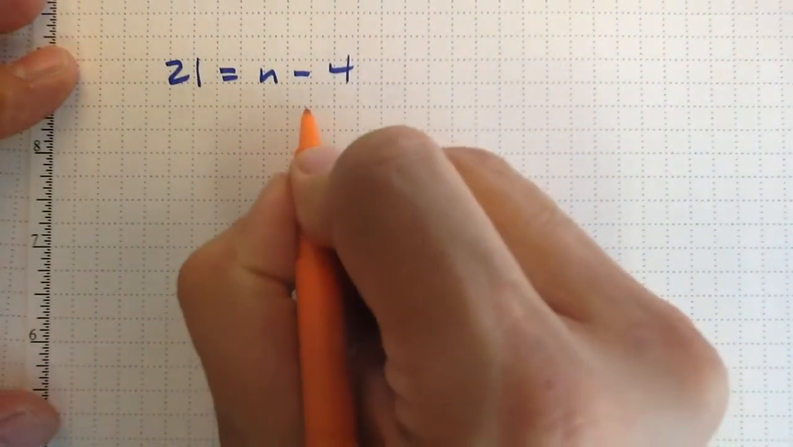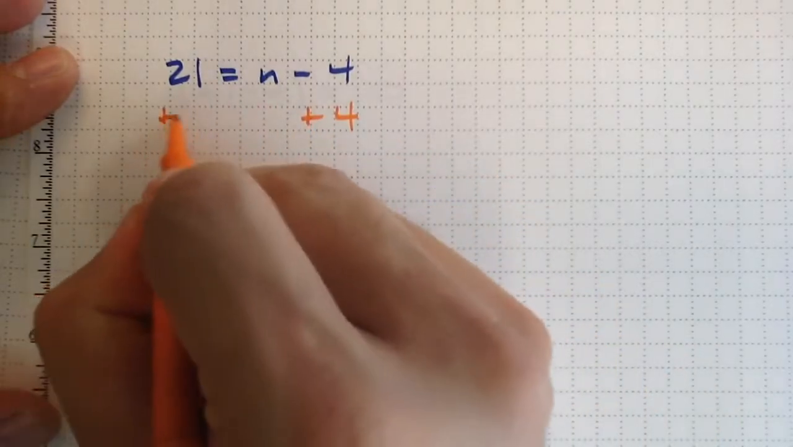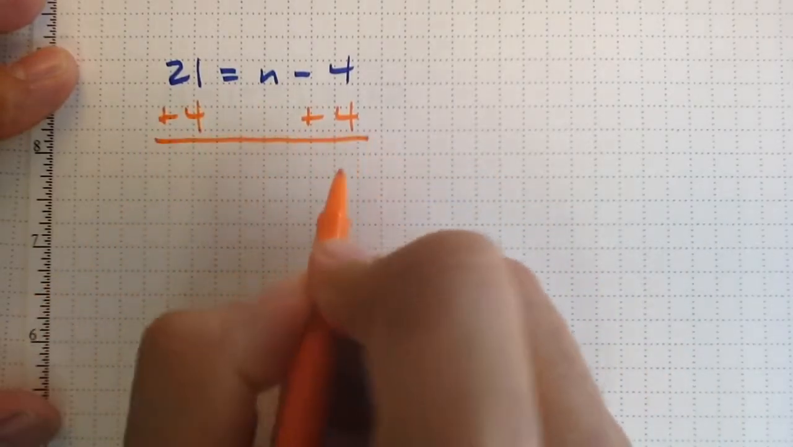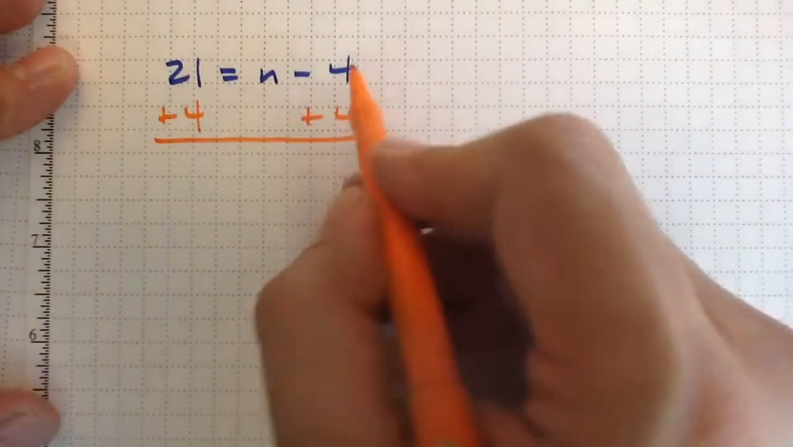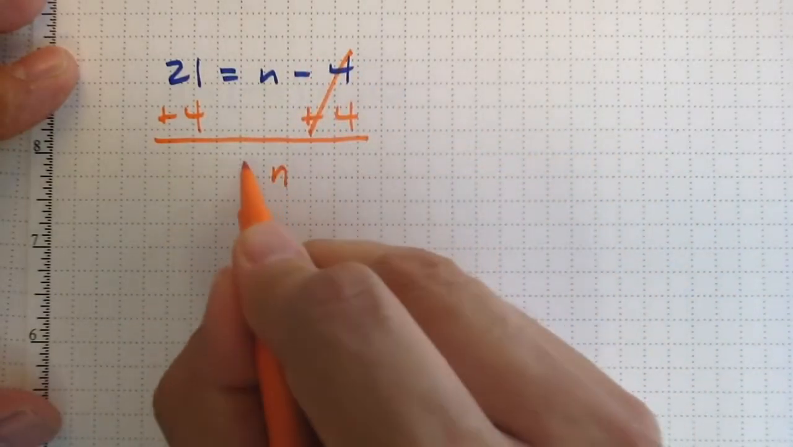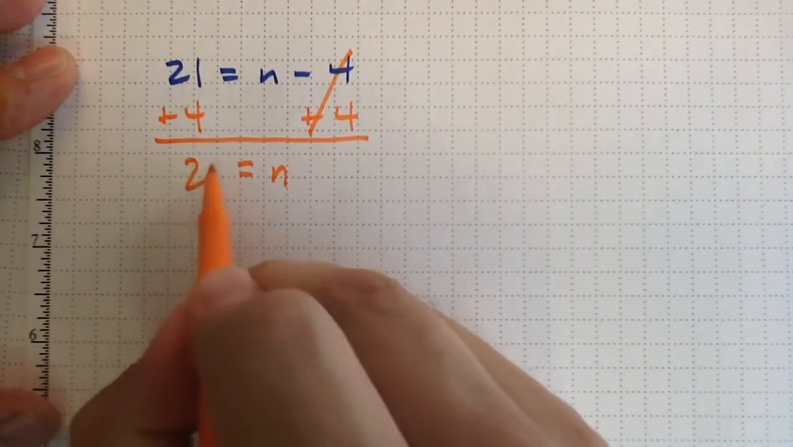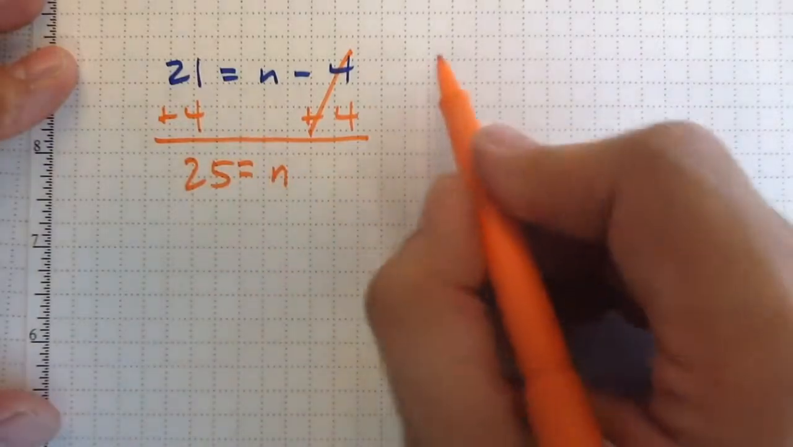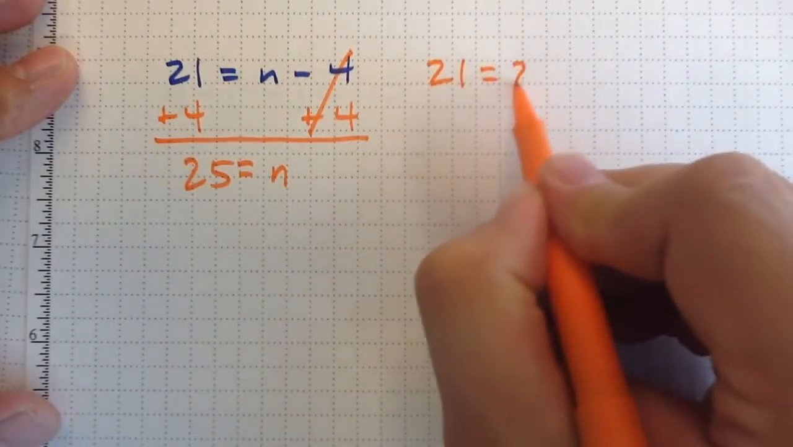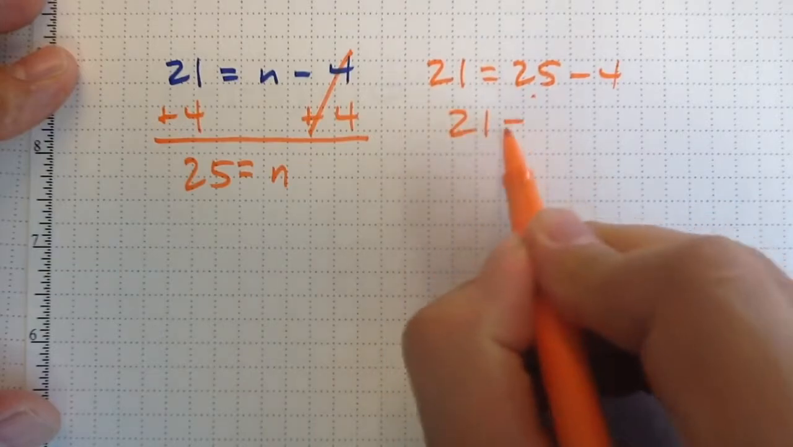So once again, one way to show this work is to add 4 to this side. And what I do to one side of the equal sign, I do to the other. Draw a line. Now over here, we intentionally did this because these are opposites and we'll just cancel each other out. We'll get n. Equal sign drops down, and 21 plus 4 is 25. Check our answer. 21 equals 25 minus 4. Plugging our answer back in, and 21 does equal 21.